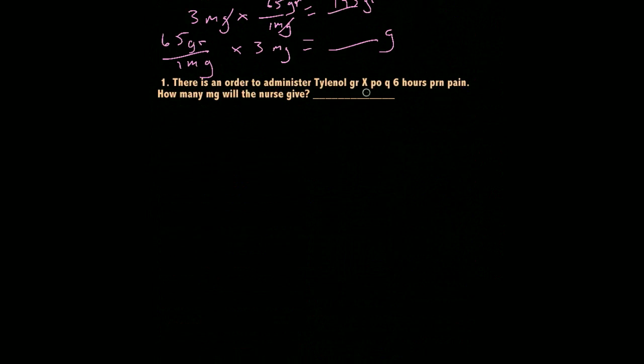Last grain problem. You may see a grain problem that's like this. Tylenol, grain X, PO every 6 hours, right, for pain. Grain X just means 10. They're using a Roman numeral there for you. So you've got Tylenol, grain 10, and you're wanting to know how many milligrams they'll give. So your end answer needs to be in milligrams.